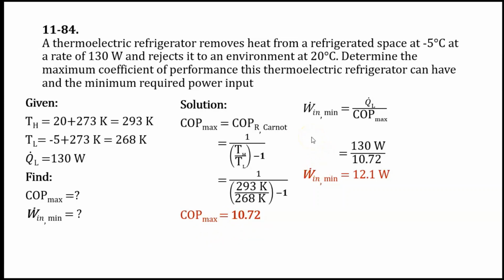So let's proceed now in finding the minimum required power input. So given the equation, the minimum required power input is equal to the rate of low heat over the maximum coefficient of performance. So plugging the values in this equation, we will have 130 watts over 10.72. So plugging this in the calculator, we will now have our minimum required power input, which is equal to 12.1 watts.